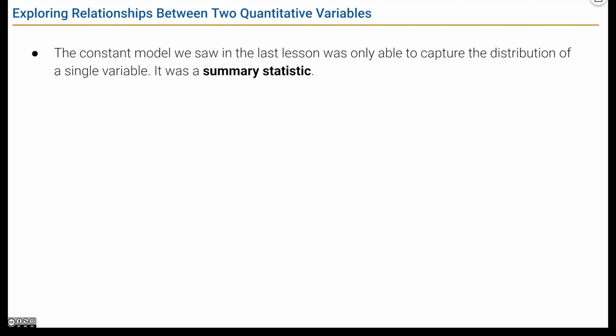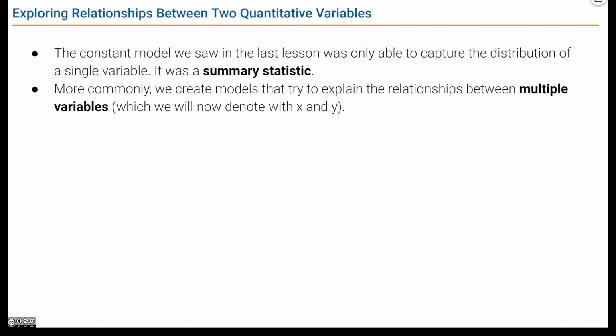So last time we were just looking at a model to try to capture the distribution of a single variable. And at the end of the day, our model was just a single summary statistic. We got either the mean or the median, depending on the type of loss function we chose. More commonly, we're going to create models that try to explain the relationships between multiple variables.